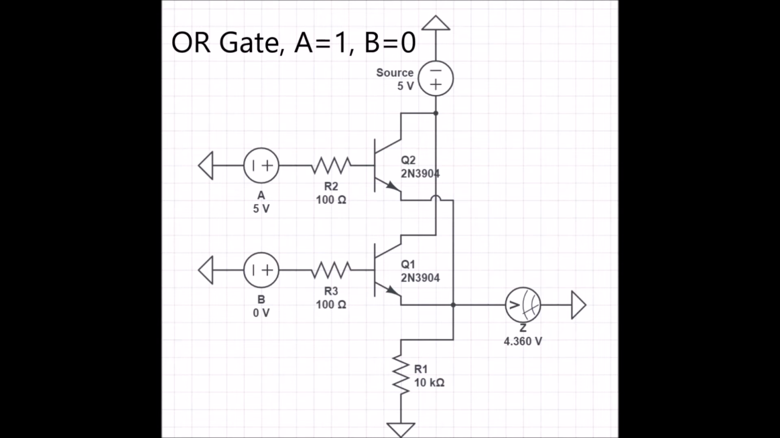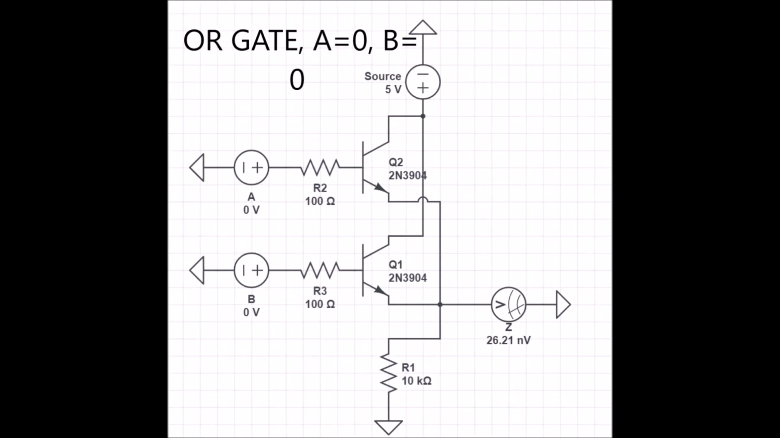In this, A is high and B is low, and Z is correctly returned as high. In our final example, both A and B are low, and Z is returned as low. That is because in an OR gate, if any of the inputs are high, then Z will be high. So in order to get an output of low, both inputs must be low.